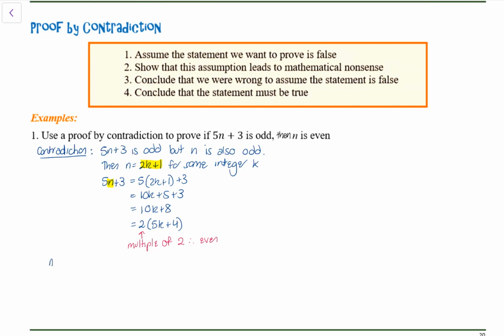Okay, so as 5k plus 4 must be an integer, it follows that 5n plus 3 is even if n is odd, because that's what we started off with. We started by saying 5n plus 3 is odd.